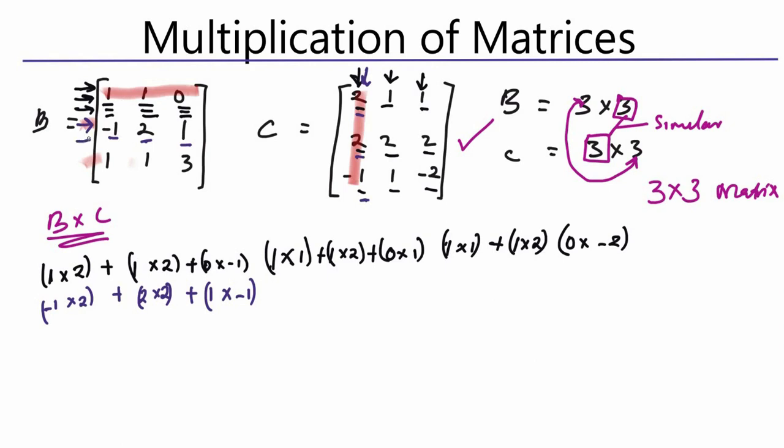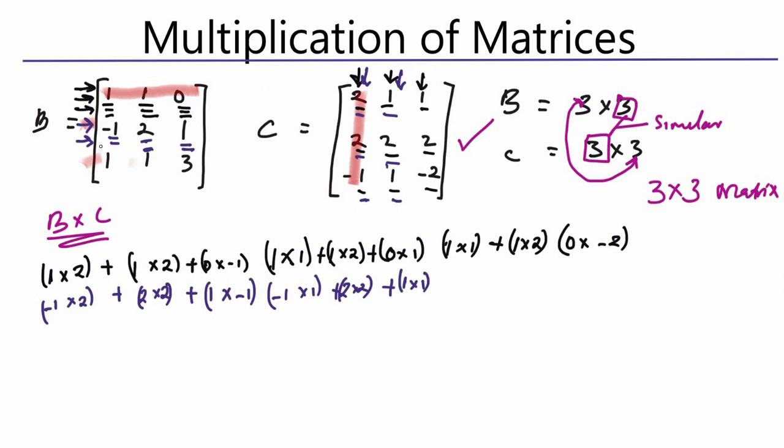Again, the second row, we multiply it now by the second column so that we have minus 1. You multiply it by 1. So minus 1 times 1. We add this to 2. We are multiplying it by 2. So we have a 2 times 2. We add this to 1. We multiplied it by 1. So we have 1 times 1.